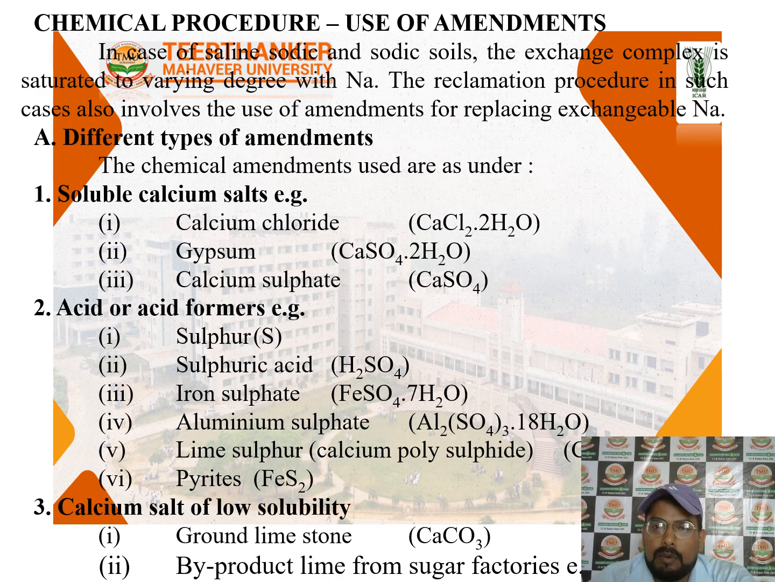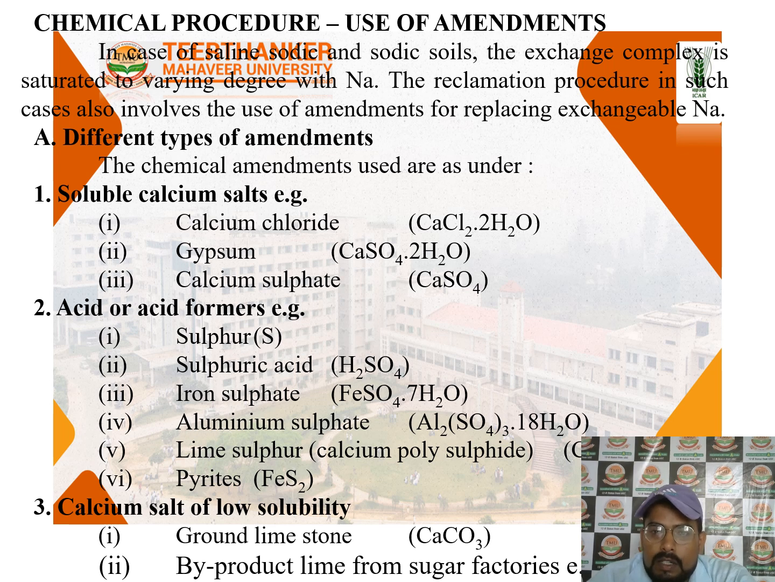Second is the chemical procedure. Amendments or fertilizers, chemical elements, are used for the reclamation of the soil. These are fertilizers of specific type in nature that improve the soil character, like soluble calcium salts, that means calcium chloride and gypsum. These salts are applied in the soil for replacement of sodium in alkali soil by calcium. The sodium is removed after leaching from the fields.